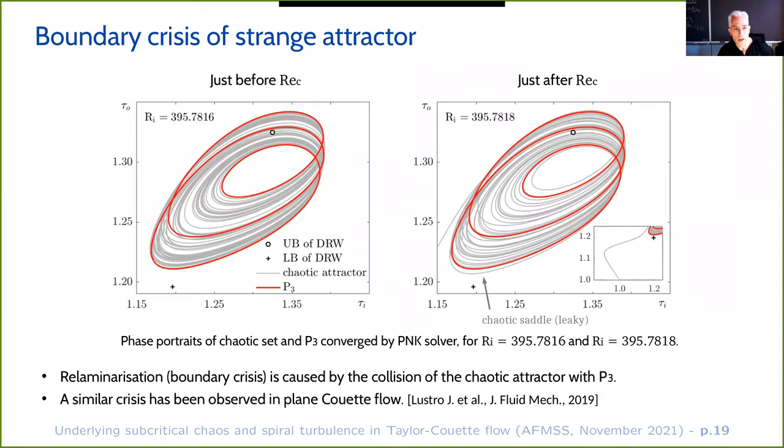Okay, so I'm showing you here phase portraits of the strange attractor right just before the crisis, and right after, where you can see that the P3 is actually the cause of this relaminarization. This kind of scenario was already found in Lustro et al. in 2019 in plane Couette flow. So this is not a new scenario. This is something that we already expected.